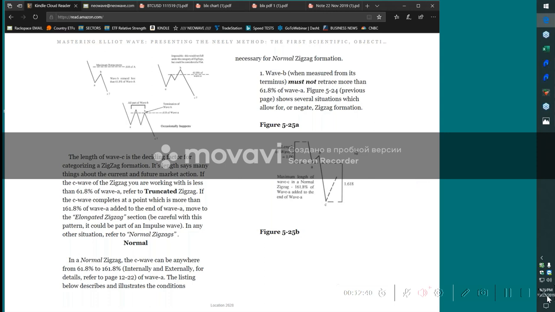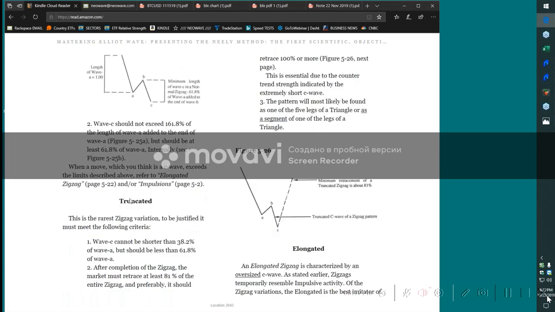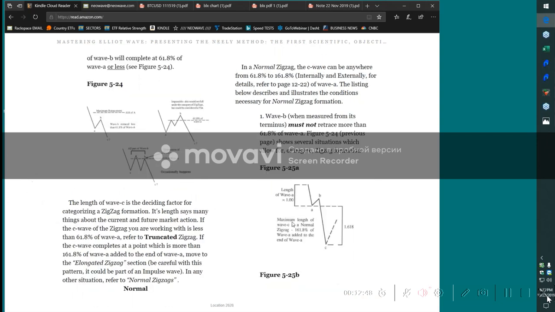As far as the maximum and minimum length, wave C should be at least 38% of wave A and no more than 61% of wave A. So if wave C is more than 161%, you're probably dealing with a 1, 2, 3, not an ABC.